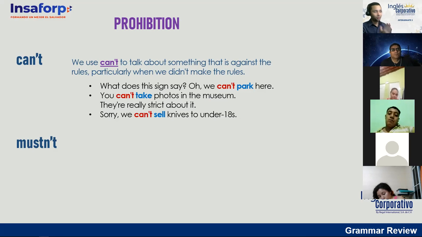And the last one, sorry, we can't sell knives to under 18s. No le podemos vender cuchillos a los menores de 18 años. It's the rule. It's prohibited. Si lo vendemos, nos metemos en problemas. Okay? Nos despiden y hasta nos pueden demandar y de todo. Así que, sorry, we can't sell knives to the under 18s. To under 18s.